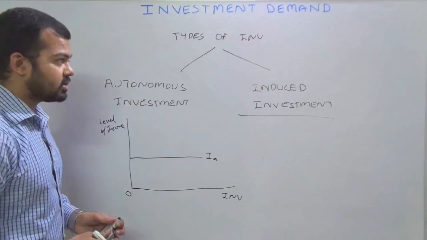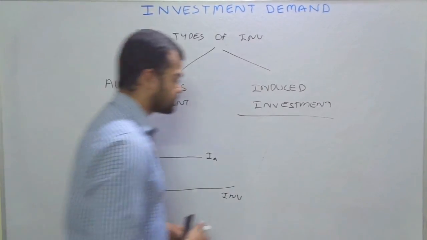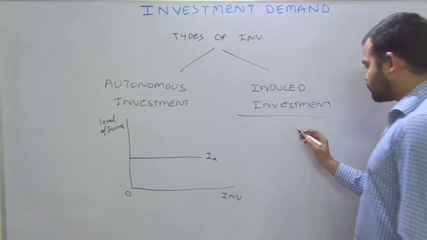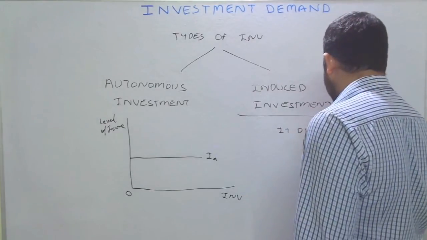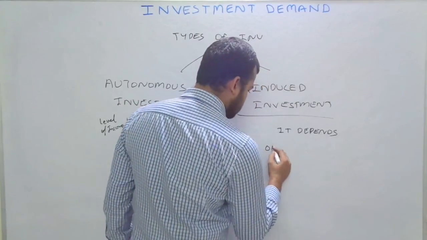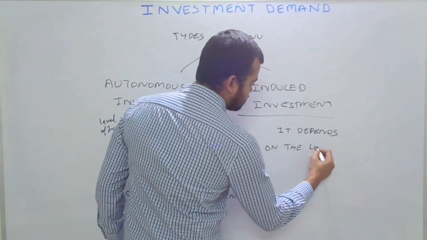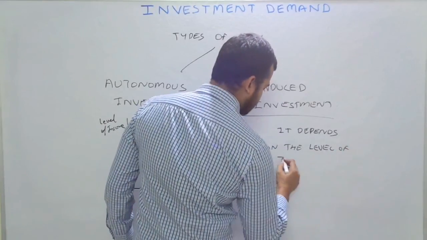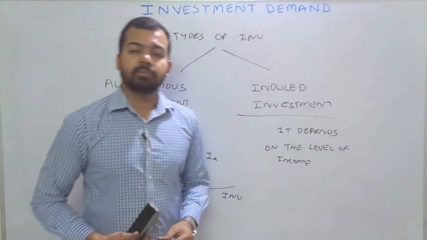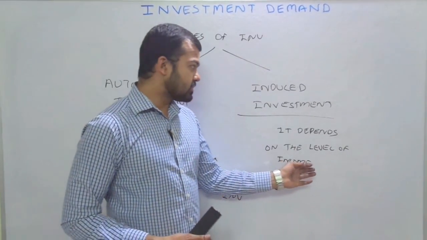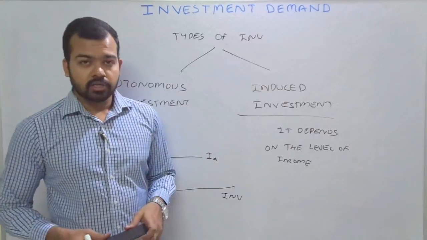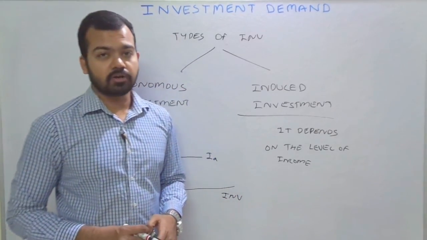Now we talk about another thing, that is induced investment. So first of all, it depends on the level of income. For example, induced investment is generally made by the private sector. If we consider this induced investment, it means if the income level is increasing, then the investment will also increase. So now we consider one example taking about the Indian economy.